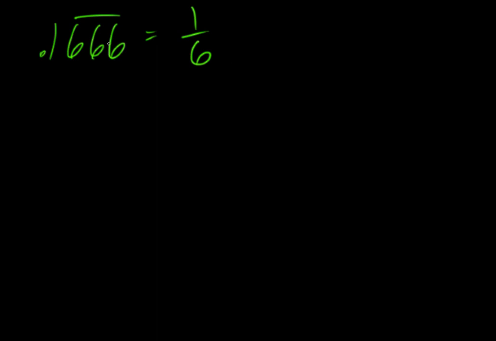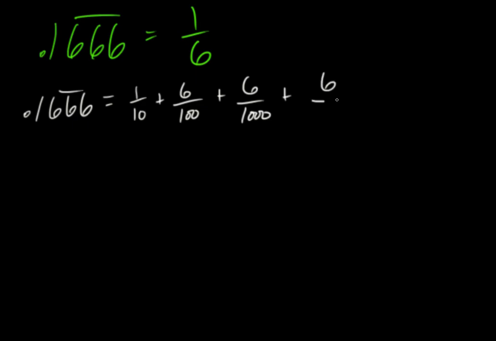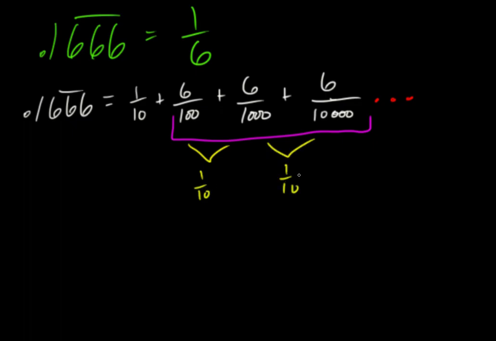So if we wrote this as a bunch of fractions being added together, we would get 1/10 plus 6 over 100 plus 6 over 1,000 plus 6 over 10,000. And if we look at just this piece of it, that's a geometric series, and infinite if we assume that this goes on forever. We have a common ratio of 1 over 10, and our starting term is right here.